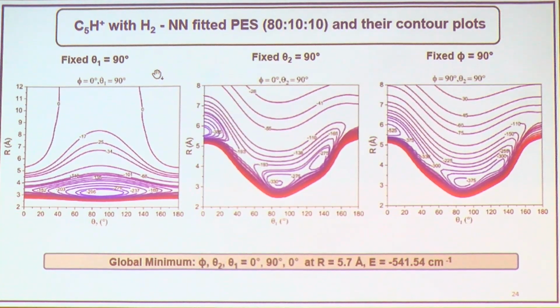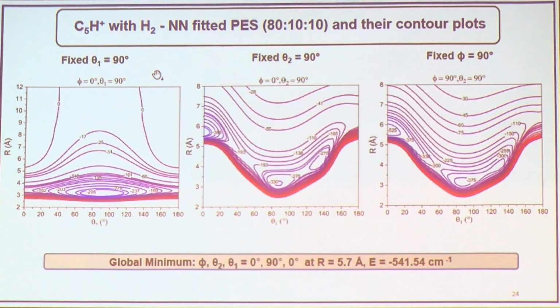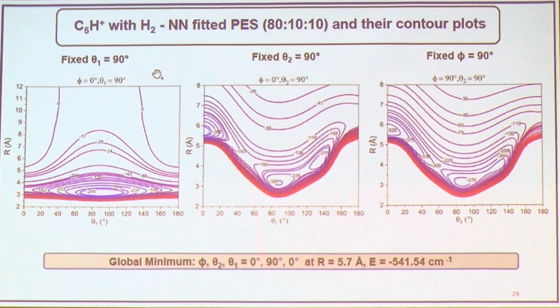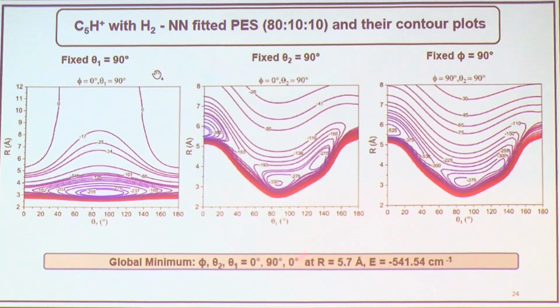So after fitting the surface, these are the contour plots obtained for C5H+ collision with H2, and here the global minimum is found to be a T-type structure, not the linear. In C5H+ with H2, there is a T-type structure, where theta 2, the hydrogen rotation, is 90 degrees, and theta 1, C5H+, is at 0 degrees. And the minimum energy, the well depth, is found to be 541.54 wave numbers, which is higher than that of the C5.